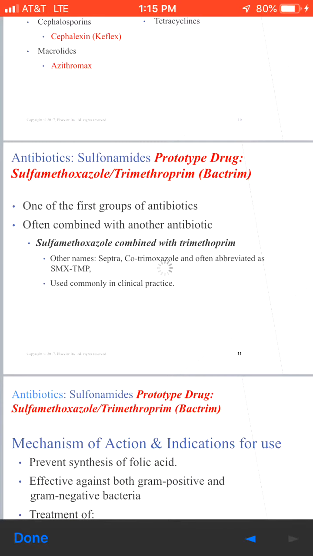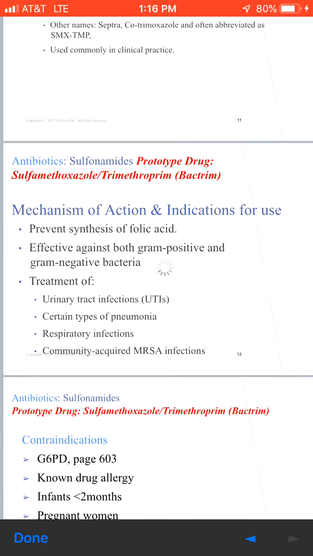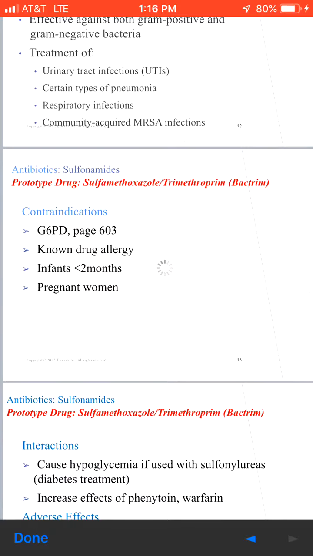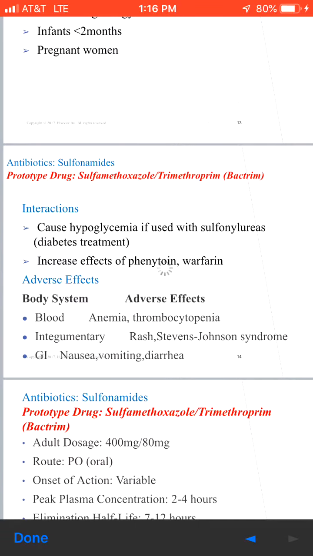So this is talking about sulfonamides. Bactrim is typically the prototype drug. Dosing is typically based on the trimethoprim component, which is abbreviated TMP. So when you see that, that's typically how you calculate the drug dose. This goes through and explains the mechanism of action and indications for use and contraindications for the specific medication. Here's some more adverse effects, interactions. You guys can read through that and just be familiar with these.